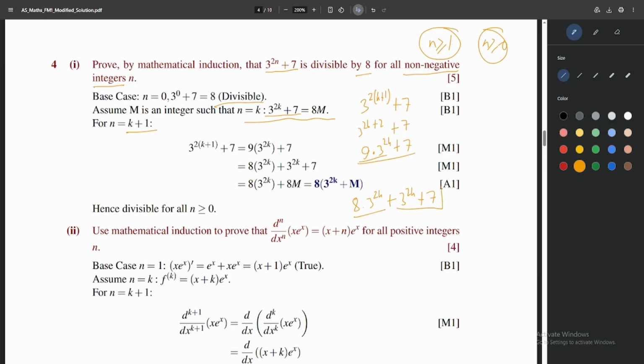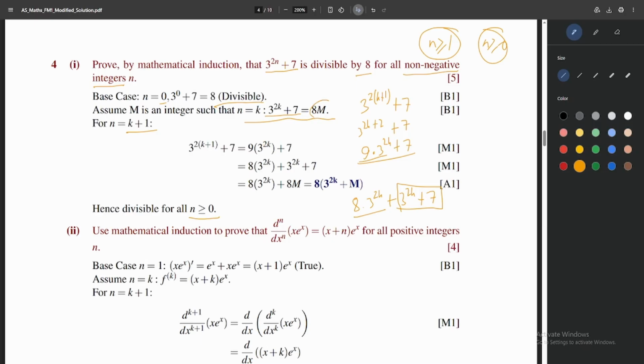And from our previous step, we assume this is true. So we know this is also divisible by 8. So since this is divisible and this is also divisible, the sum should also be divisible. So yeah, that's how we can prove it. And then since we did it for base case with n equals 0, it is proven for all n greater than or equal to 0.